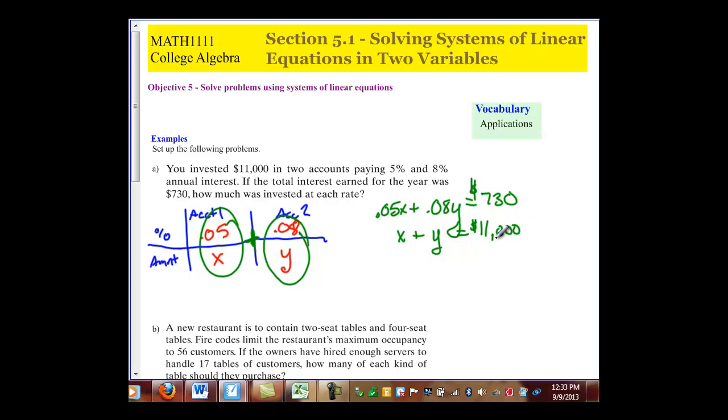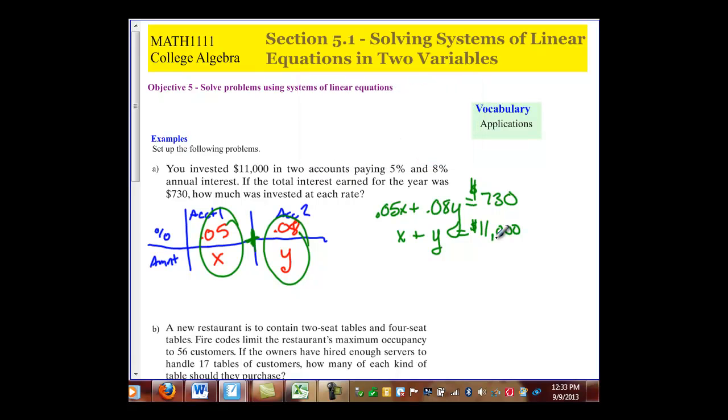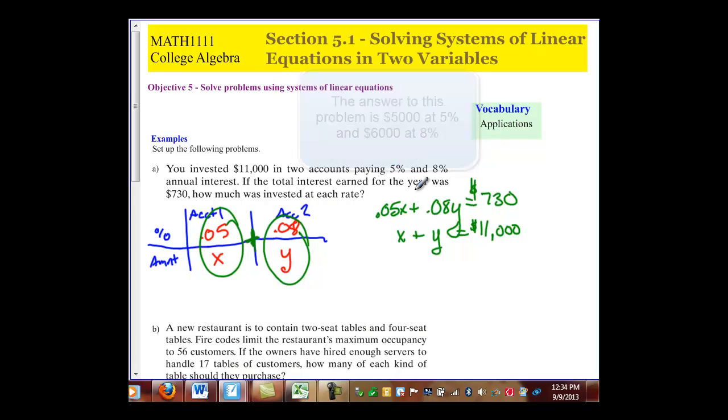And from there we could just use substitution, right? Yeah, oh yeah. All the methods we talk about as far as solving the equations, they'll all work. Some are just easier than others. For this one, I would probably solve for either x or y, and then just plug it into the top one. Is that okay?